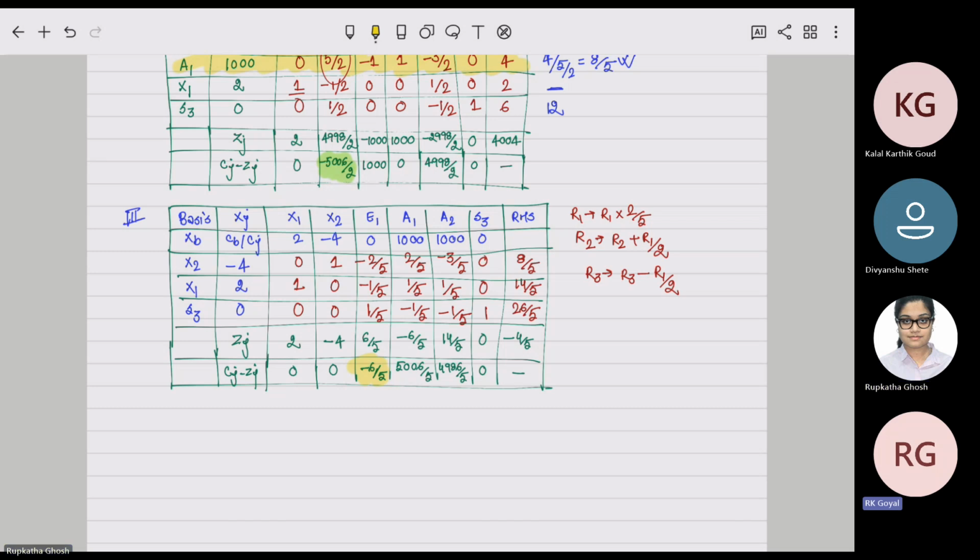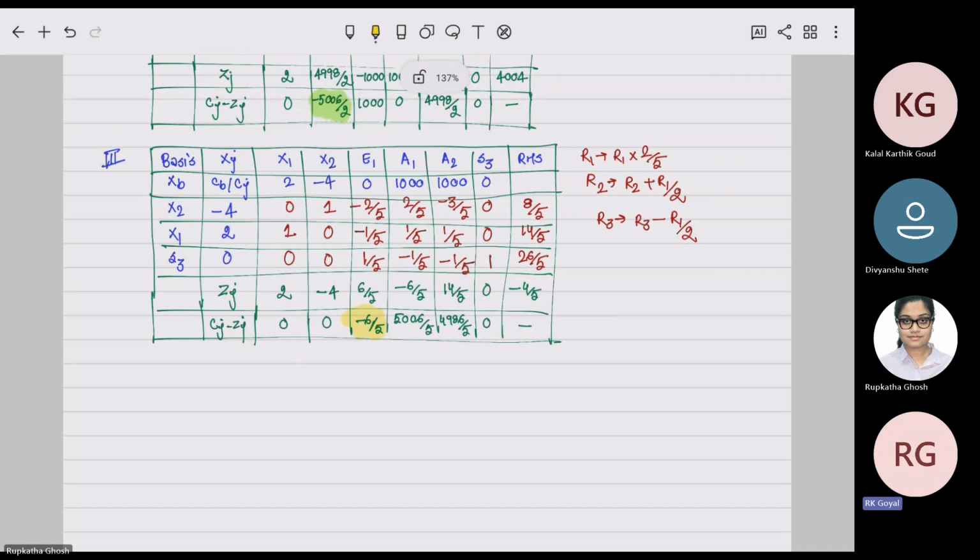That we are multiplying the coefficient of the x2 with the coefficient of the E1. So what does it show? It basically means once your E1 enters the basis, how it is going to affect the current existing variables, that is x1 and x2, and S3.